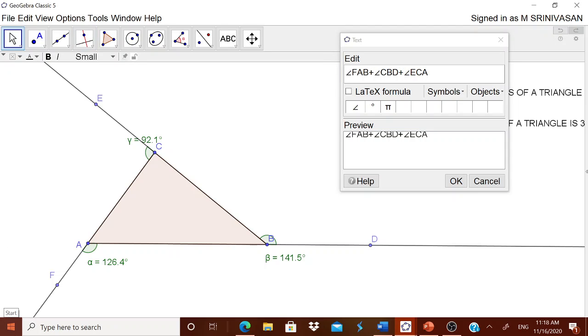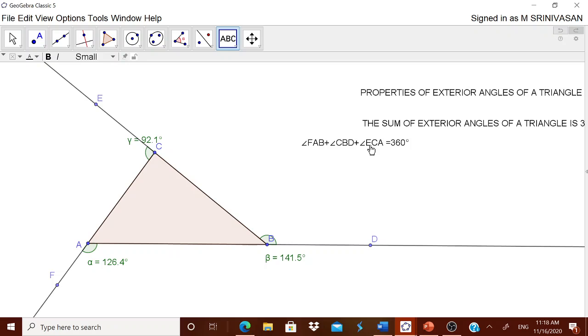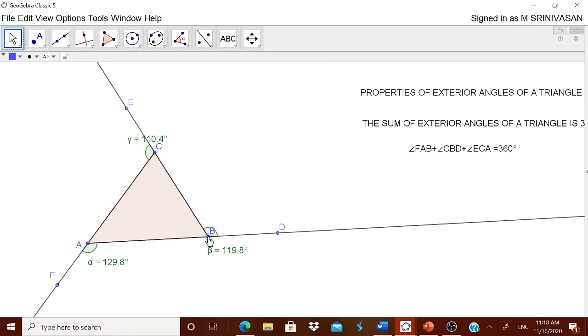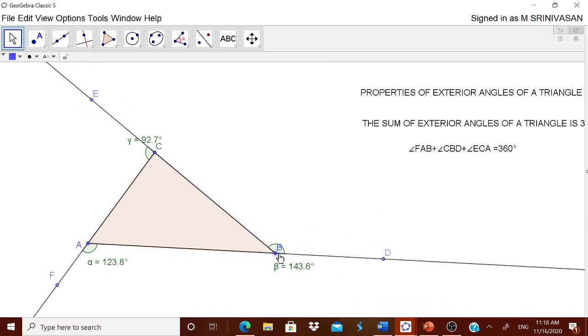Now, equal to: you can type 360 degrees, or from the object you can take delta. Both are the same, actually you already checked it. Delta is always 360 degrees. Now you can ask the children to come and check whether the sum of the exterior angles is always 360 by pulling and pushing. You see it is always 360 degrees.